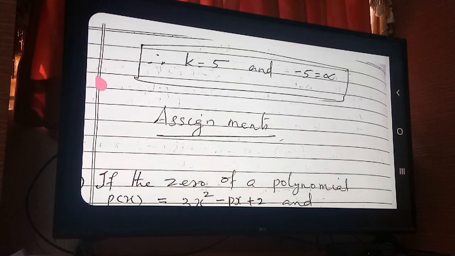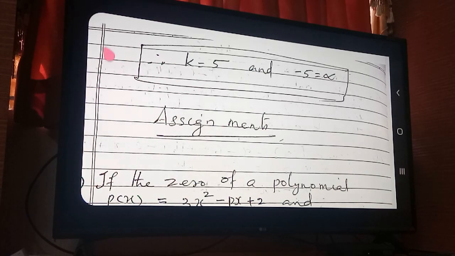In cubic polynomial, how many zeros are coming? 3 zeros, alpha, beta, gamma. So, what is the sum of the zeros? Alpha plus beta plus gamma is equal to minus b by a. That is minus coefficient of x square divided by coefficient of x cube. Then alpha beta plus beta gamma plus alpha gamma is equal to c by a, that is coefficient of x divided by coefficient of x cube. And product of the zeros alpha, beta, gamma is equal to minus d by a, that means minus constant term divided by coefficient of x cube. Okay, these are the summary portion.